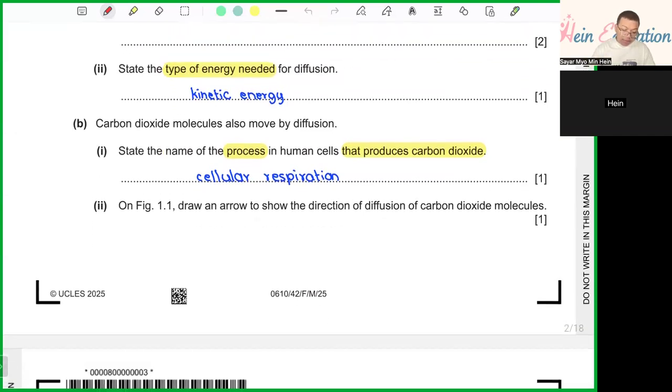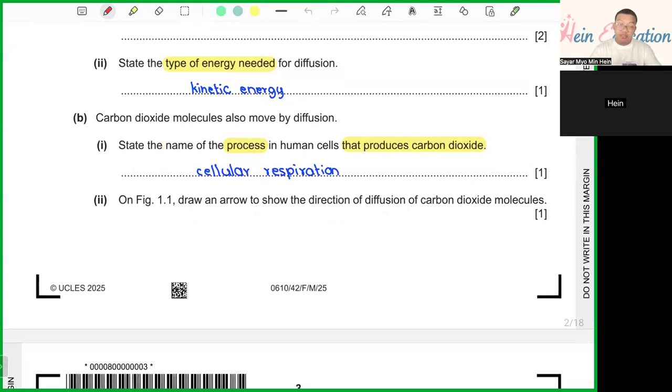And part B, carbon dioxide molecules also move by diffusion, and state the name of the process in humans that produces carbon dioxide. So the process that produces carbon dioxide in the human cell is respiration, or aerobic respiration, or cellular respiration, right? So the answer is cellular respiration or aerobic respiration.